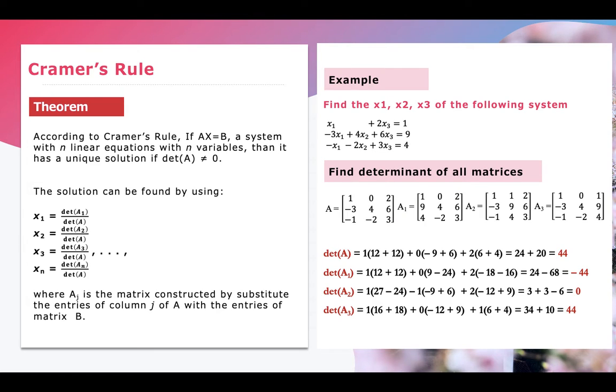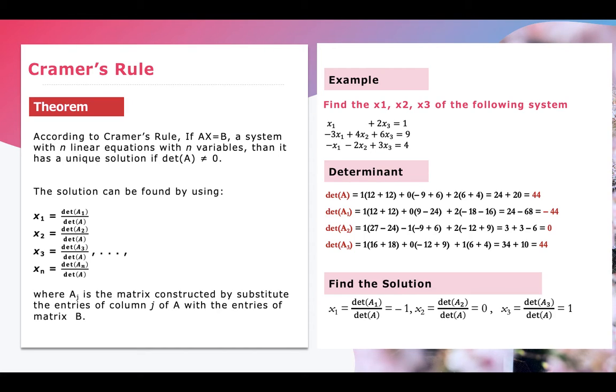After that, we check all determinants of the matrices. You can use column or row expansion to find the determinant of A, determinant of A1, determinant of A2, and determinant of A3. After you get all of the determinants, find the solution.